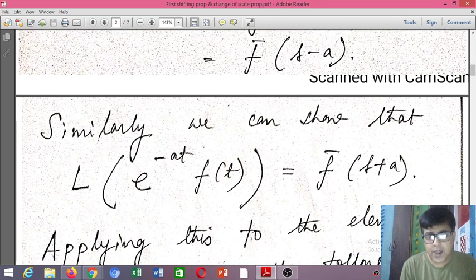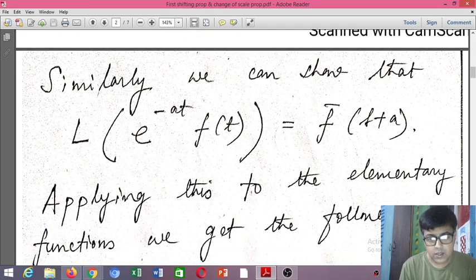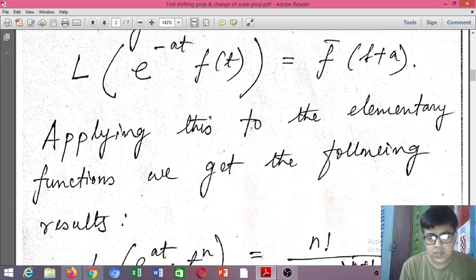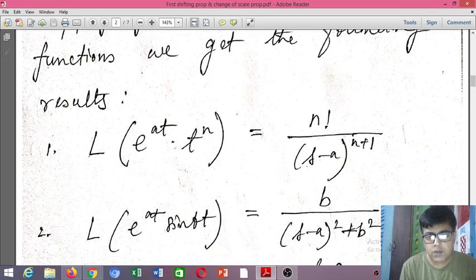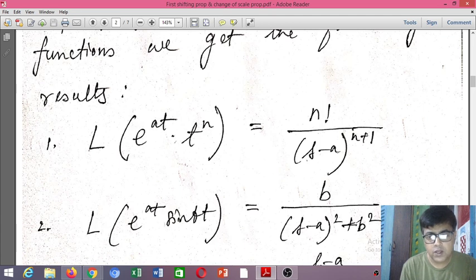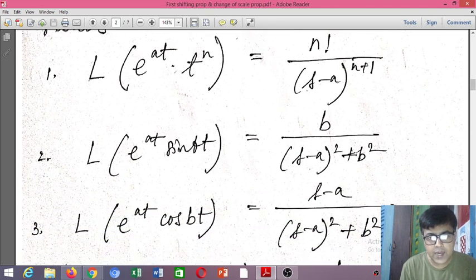Now let's see what results we are going to get if we apply this property to the elementary functions that I have taught in my previous lecture. These are the results that we get. The first result: in my previous lecture, I have proved L of t to the power n is n factorial by s to the power n plus 1. Now if I multiply t to the power n by e to the power at, then I should get F bar(s minus a). Since F bar(s) was n factorial by s to the power n plus 1, it will be n factorial by (s minus a) to the power n plus 1.